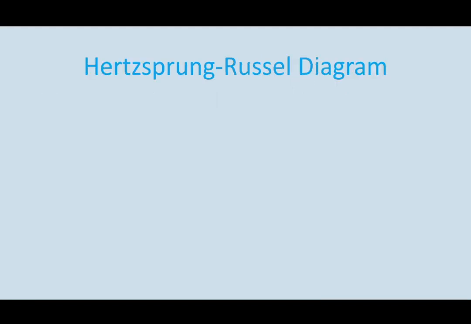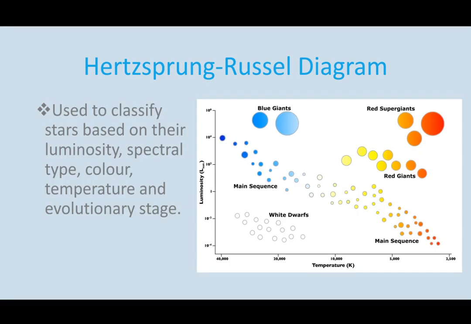So the Hertzsprung-Russell diagram. It's the diagram you see to the right, and it's a combination of different variables in a graph form. It's used to classify stars based on their luminosity, spectral type, color, temperature, and evolutionary stage. We can see all the different types here: your blue giants, your red supergiants, your red giants, and your white dwarfs. We see the temperature and luminosity. There are other scales, but this is just a simplified version of it. But again, it's used to classify stars.